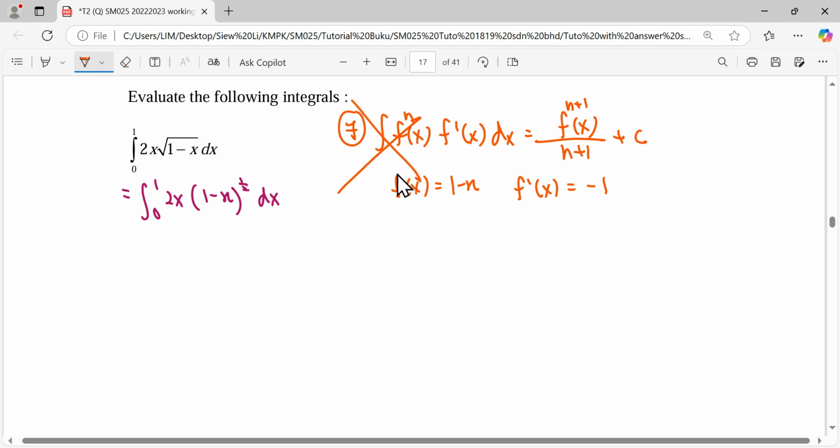When it does not fulfill our formula, then we move on to our techniques: substitution, integration by parts, or partial fraction. It looks like this question is not a fraction, so it's not partial fraction. What we need to consider here is, are we using substitution or by parts? Substitution is for two similar functions. This is a polynomial function, and inside here is also polynomial. Then by parts is for two different functions. So for this question, we are going to use substitution.